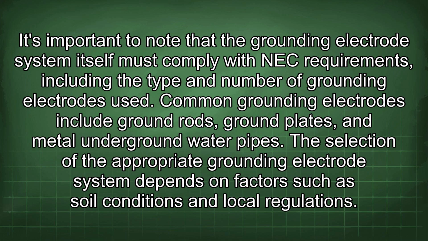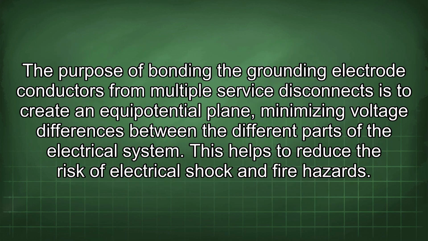Common grounding electrodes include ground rods, ground plates, and metal underground water pipes. The selection of the appropriate grounding electrode system depends on factors such as soil conditions and local regulations. The purpose of bonding the grounding electrode conductors for multiple service disconnects is to create an equipotential plane, minimizing voltage differences between the different parts of the electrical system. This helps to reduce the risk of electrical shock and fire hazards.